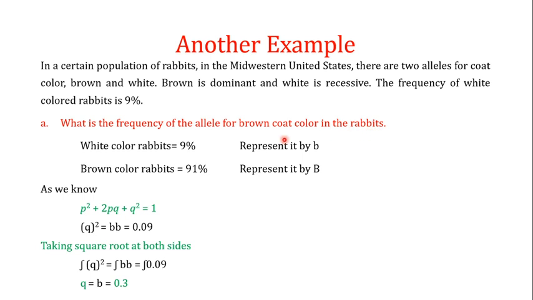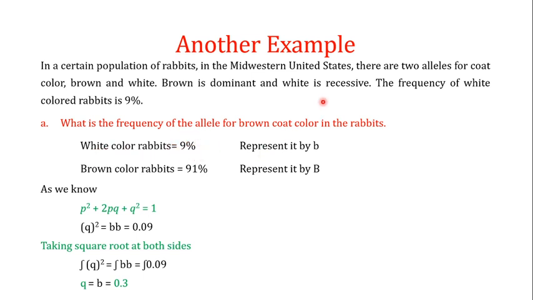Now we have to determine the allele frequency of the brown allele, that is, how much brown allele is present in this particular population. What is given to you is that the white color rabbits make up 9% of the population.